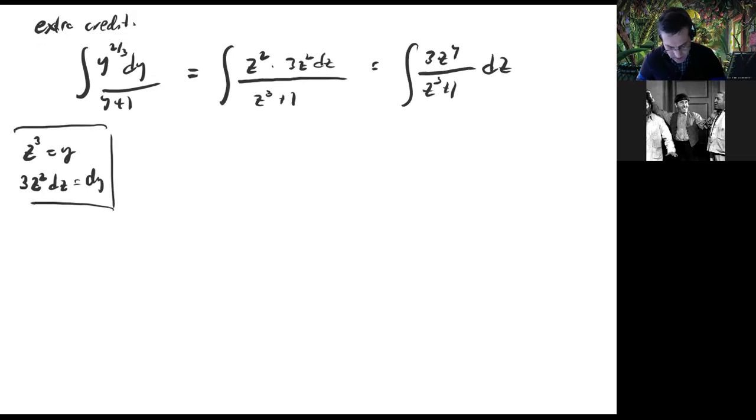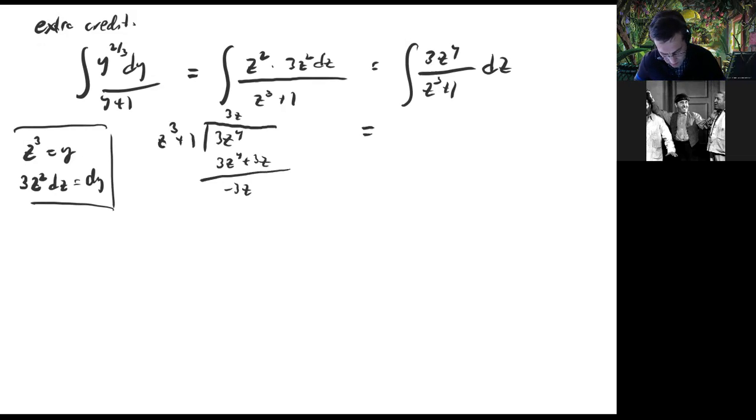The first thing we need to do is get the numerator of the integrand to have degree less than the denominator. And the way you do that is to do a long division of z cubed plus 1 into z to the 4th. If you do that, what will you get? You'll get 3z. So z cubed goes into the 3z to the 4th, 3z times. So you get 3z to the 4th plus 3z, and you're going to get a negative 3z remainder. So this is going to be the integral of negative 3z dz minus the integral of 3z dz over z cubed plus 1.